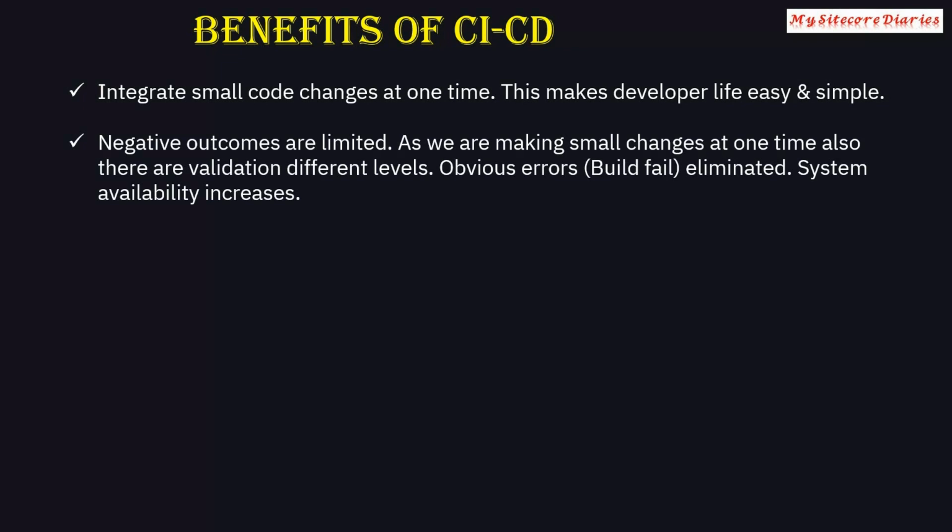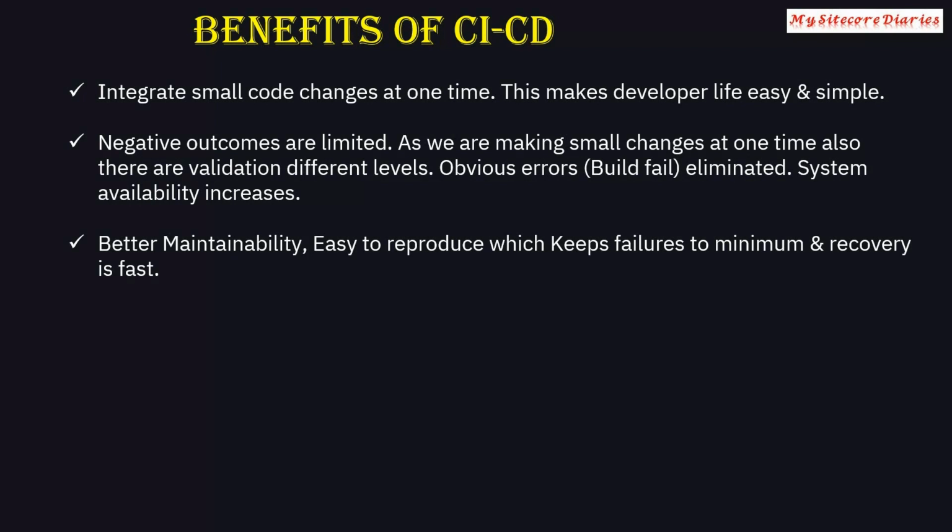Negative outcomes are limited, as we are making small changes at one time. Also there is validation at different levels. Obvious errors like build failures are eliminated, and system availability increases. As mentioned in the first point, small code changes reduce complexity, so it automatically reduces your negative outcomes. We have code review implemented, we are merging the code, and if it fails, it is not getting deployed. If you do it manually, the build may fail without you being aware, and you just put the DLL there, then the system may go down. Those kinds of errors will be reduced, and that will increase your system availability.